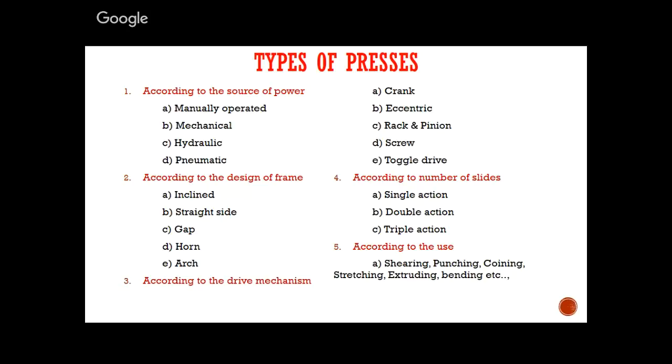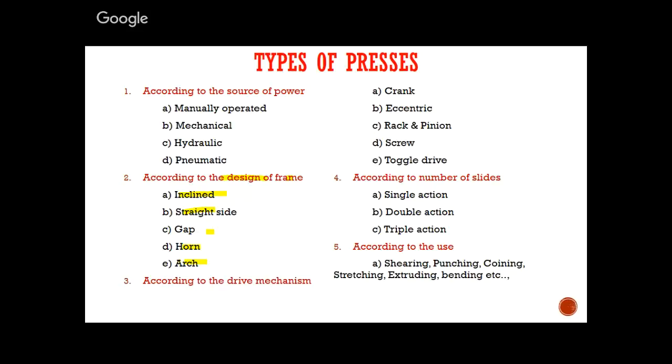And the second one is according to the design of the frame. The major frame part of the pressing machine has a certain shape, and according to that shape we classify the presses. That is inclined press and straight side, gap, horn, and arch. These are all the various types according to the design of the frame.